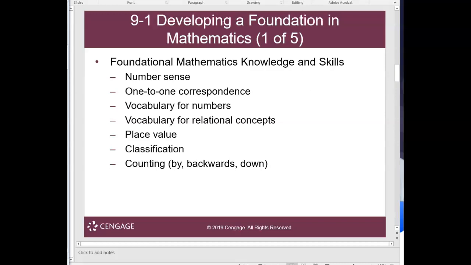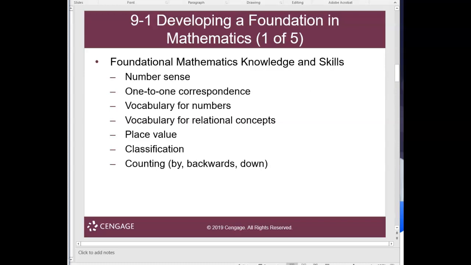Classification is grouping objects by like properties. In kindergarten, they start, or even earlier than that, you might say, put all the red teddy bears over here, put all the green teddy bears over here. That is starting classification. And then counting, right?